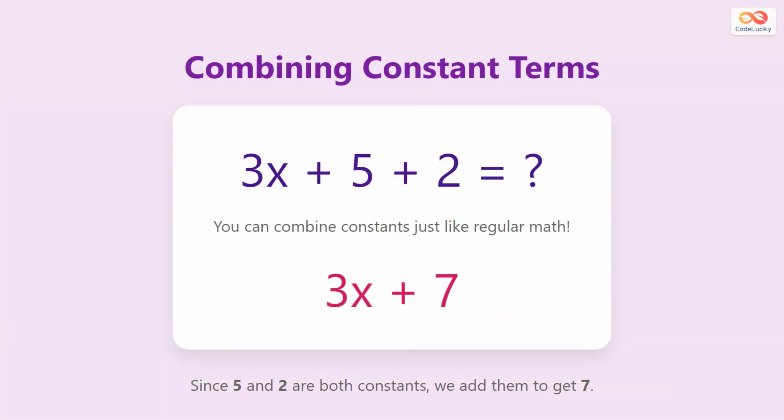When you see an expression like 3x plus 5 plus 2, you can simplify it. Since 5 and 2 are both constants, you can add them together. 5 plus 2 equals 7, so the expression becomes 3x plus 7.